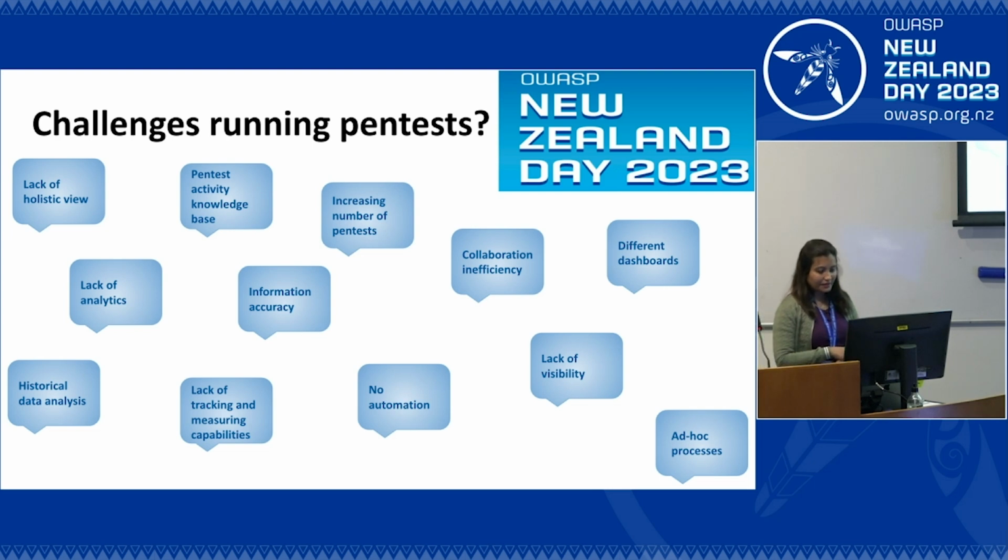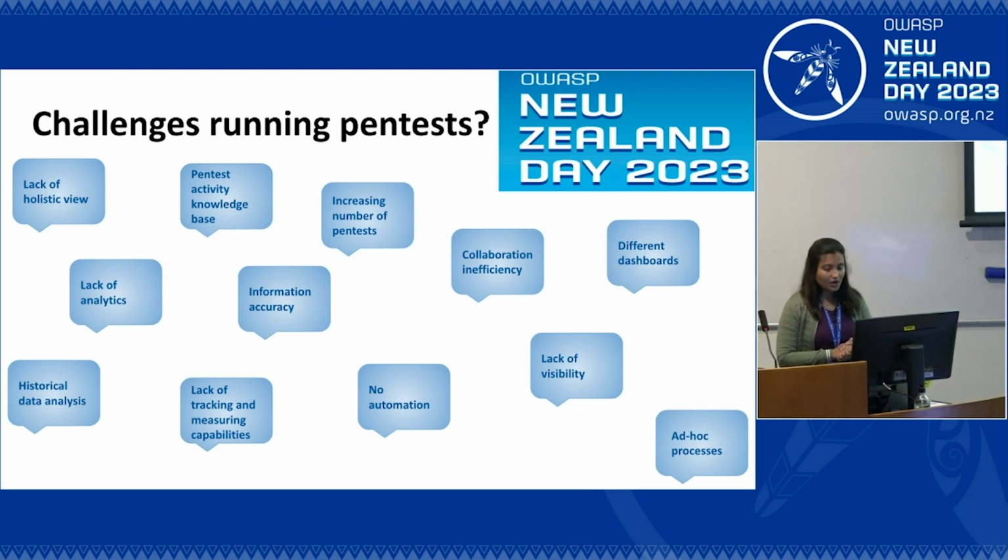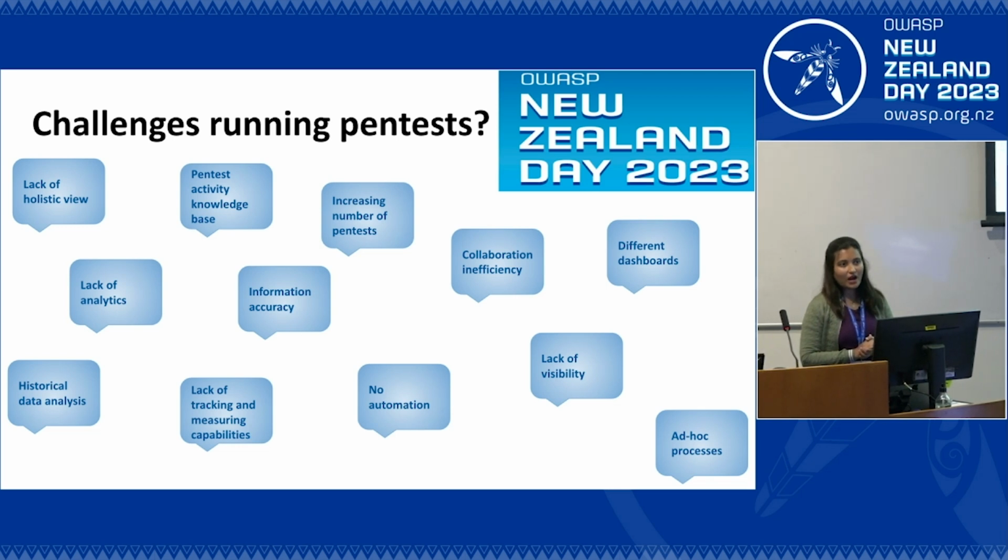Lack of visibility. As I mentioned, there is a lack of a holistic view of how the pentests are progressing. For example, you are in the middle of a pentest and you want to know how many findings we have found. Otherwise, what would happen is the pentester would create the report at the end of the pentest, and that's when you would know. Otherwise, he would have to write a mail and send emails one by one to each of the product owners, which is hard.